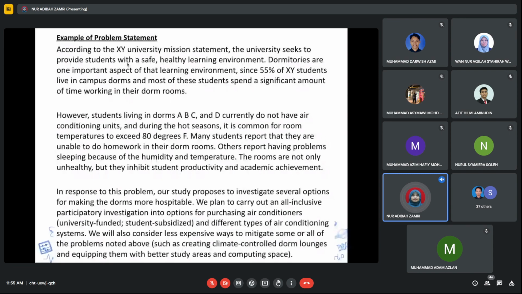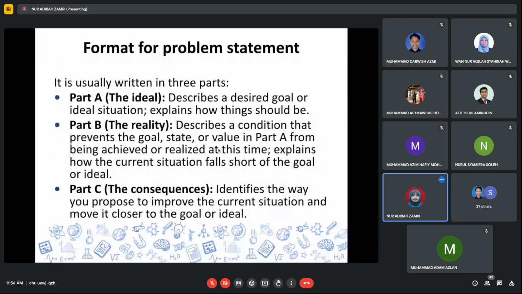The ideal is to provide students with a safe, healthy learning environment. However, the reality is students don't have enough air conditioning units. So these are the problems that they are facing. All right. And then the consequences identify the way you propose to improve the current situation and move it closer to the goal or ideal.